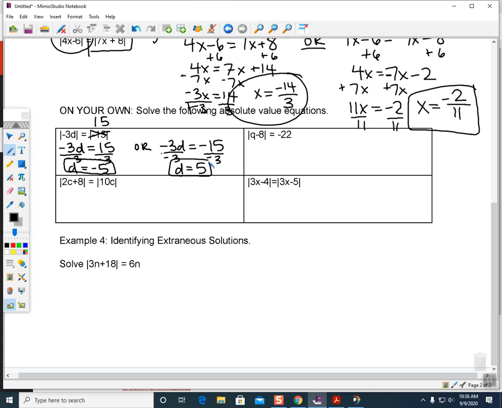This next one, the absolute value of q minus 8 equals negative 22. You should be able to answer right away. Absolute value is never negative, right? This is a no solution.